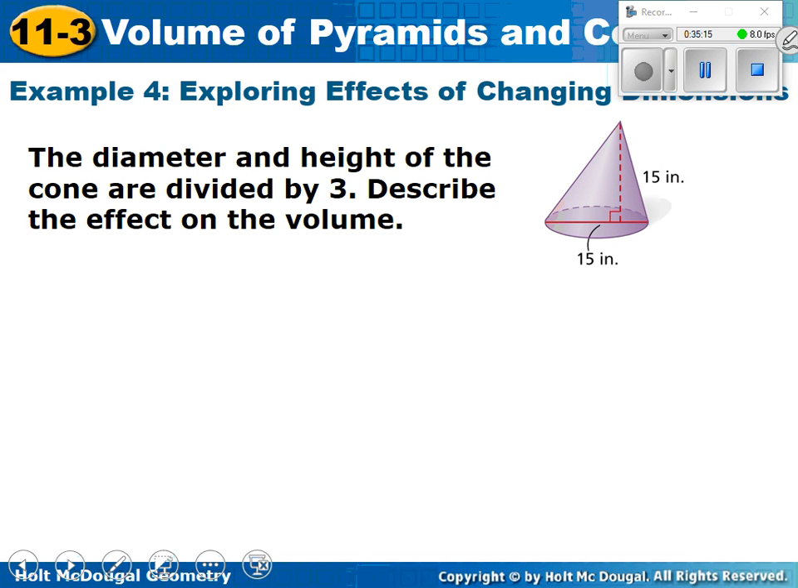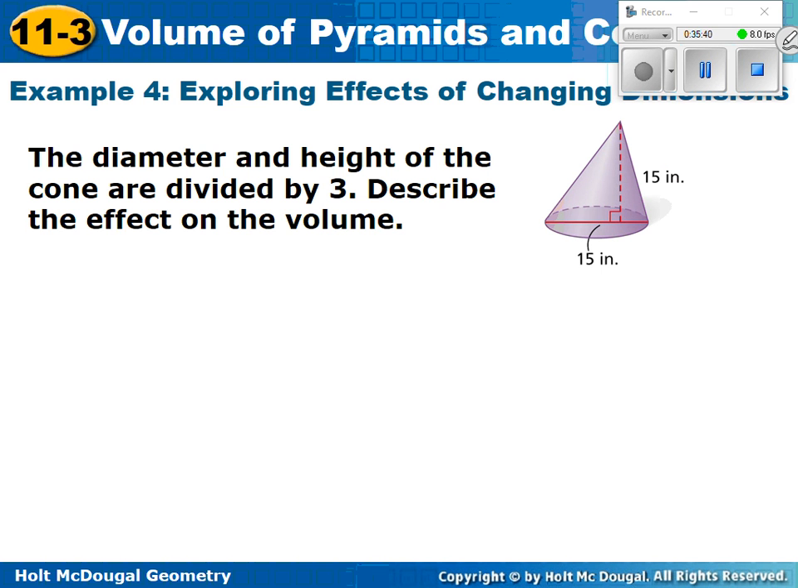And this should be a super easy problem. So go to this problem. It should be the second to the last problem. Is that correct? Okay. It says the diameter and height of the cone are divided by 3. Describe the effect on the volume. We said yes last class period. If all dimensions are multiplied by A, what happens to the volume? It's multiplied by A cubed.